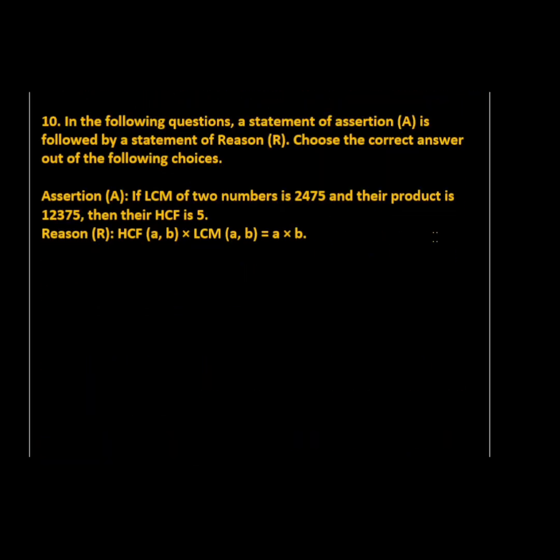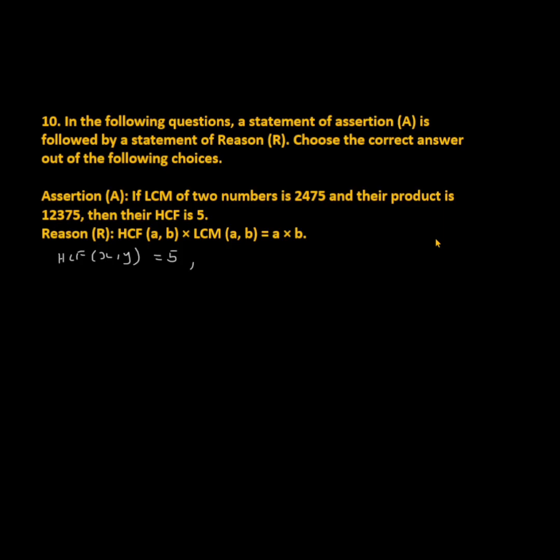Then question number 10. Assertion: the LCM of two numbers is 2475 and their product is 12,375. Then their HCF is 5. So what is given? We don't know the two numbers. Say the two numbers are x and y. The HCF of x and y is 5, then the LCM of the same numbers is 2475. And one more piece of information is given, the product of the two numbers, that is x into y, is equal to 12,375.